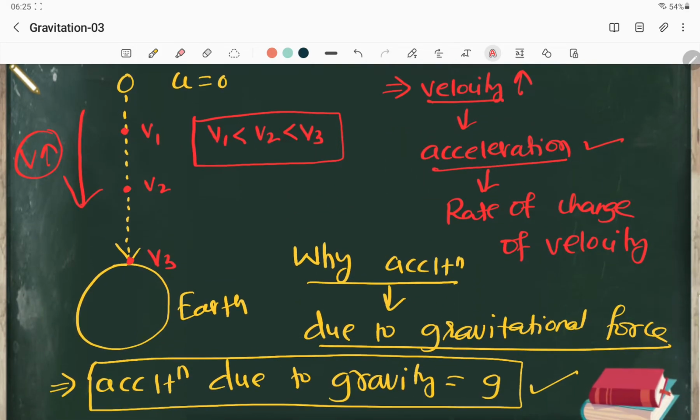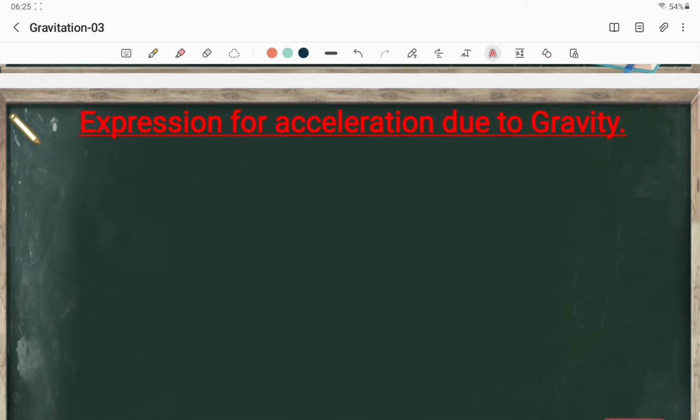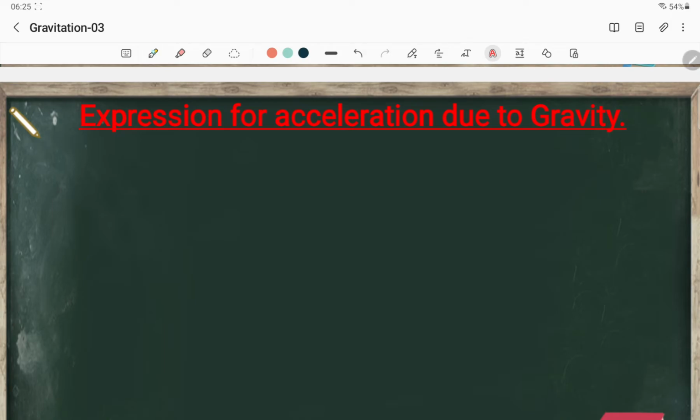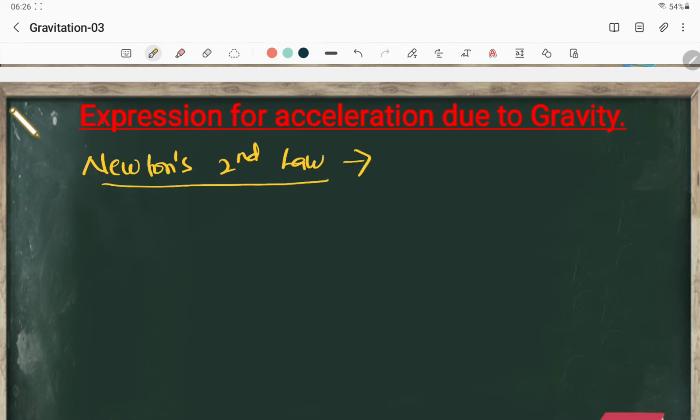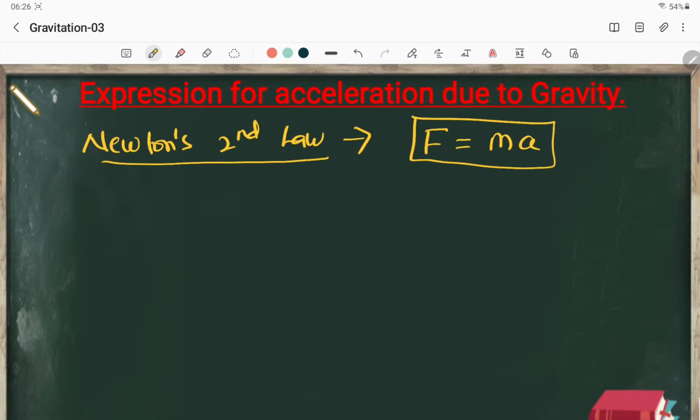Moving forward, let us look at some expressions. What is the expression for this acceleration due to gravity? Let us have an idea about that. Before that, you know about Newton's second law, right? You know Newton's second law, its statement and definition, and after that we get one equation: force is equal to mass into acceleration.